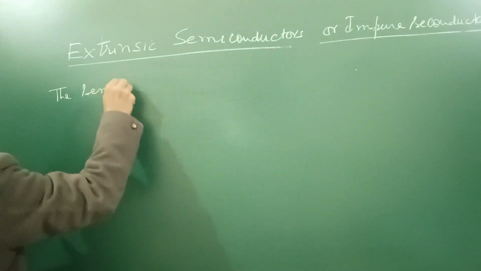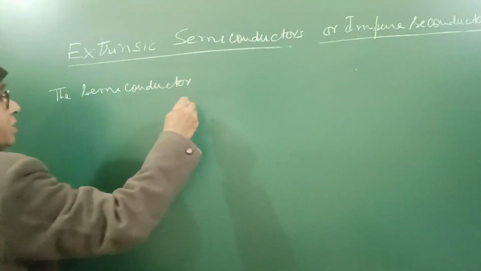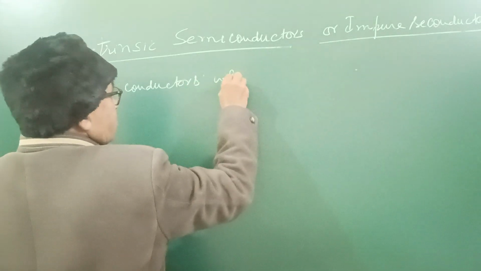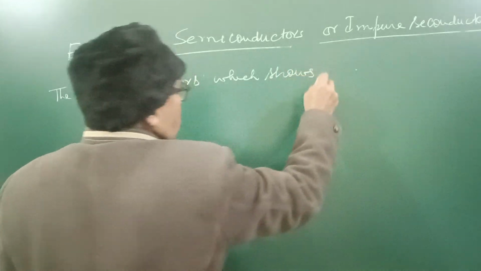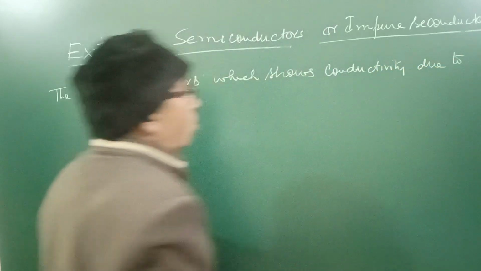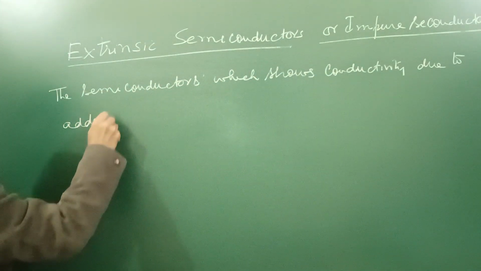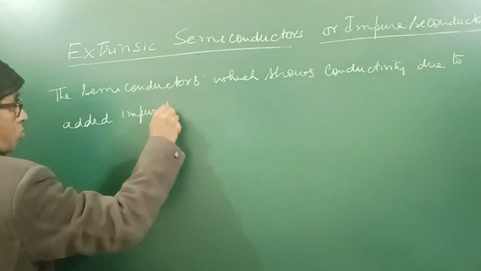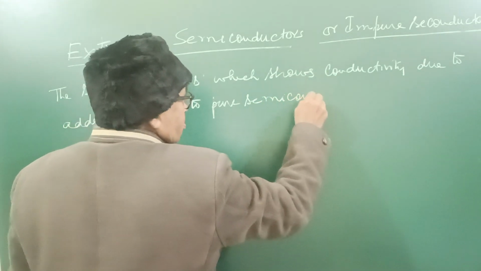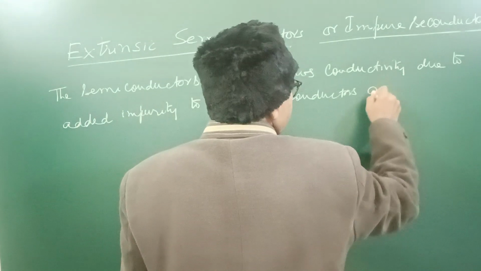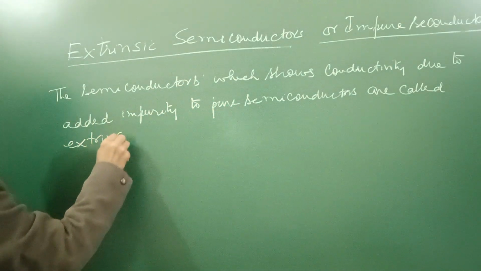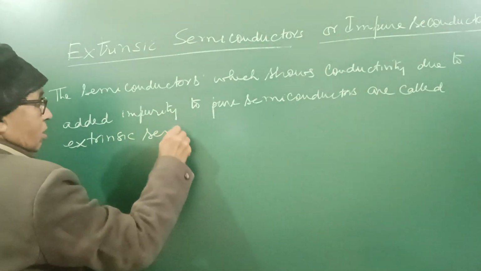The semiconductors which show conductivity due to added impurity to pure semiconductor are called extrinsic semiconductors.